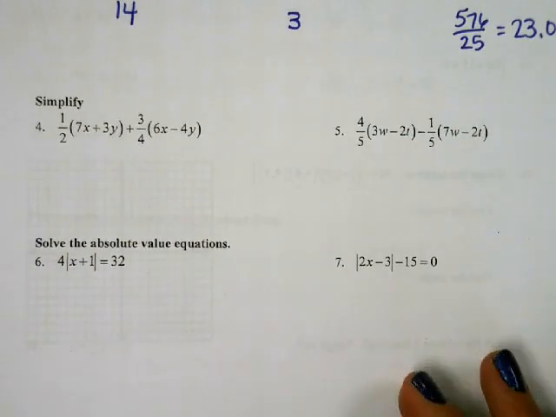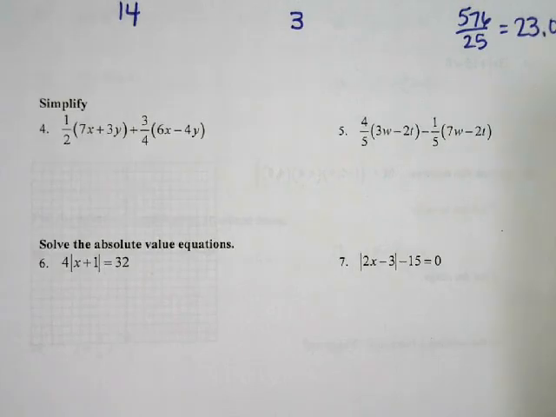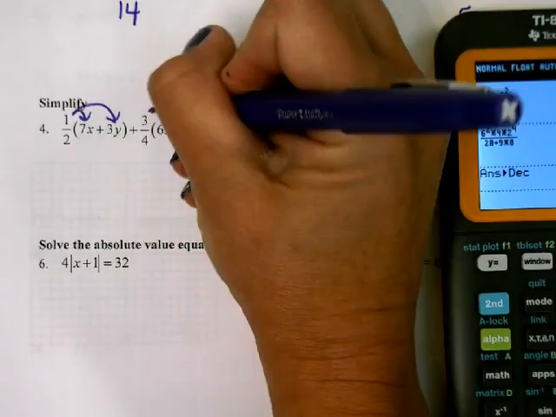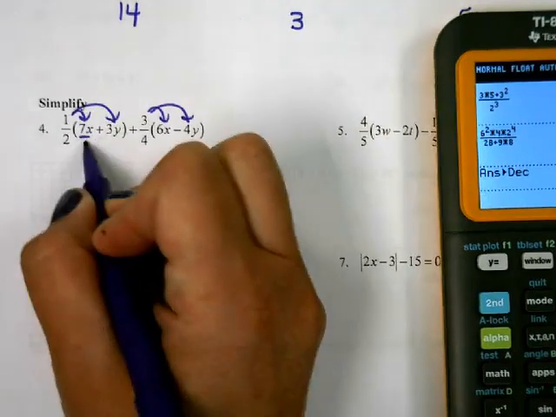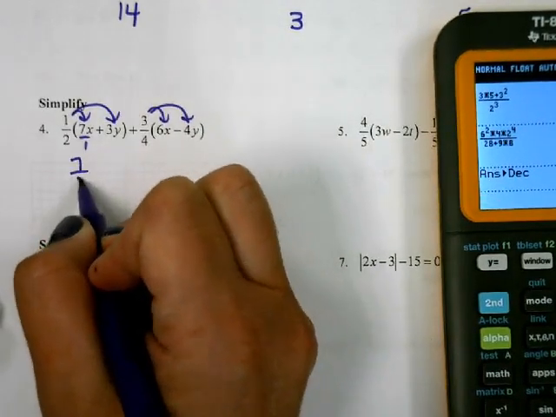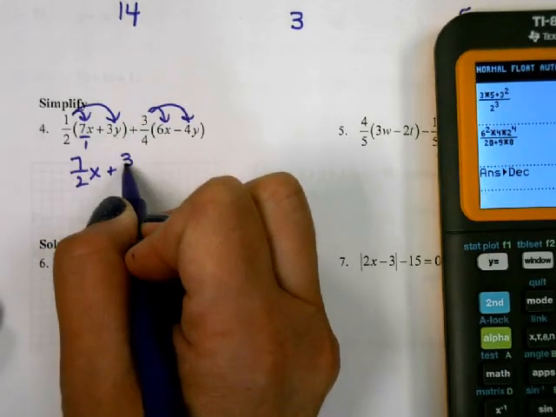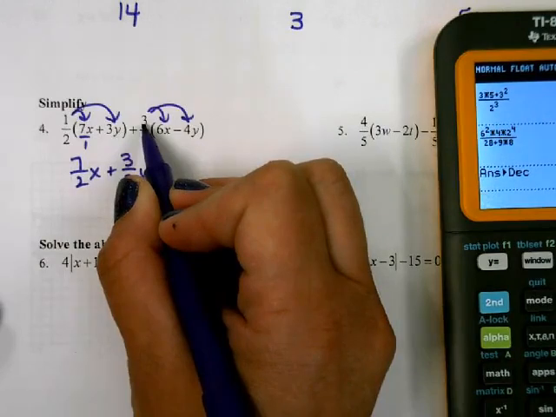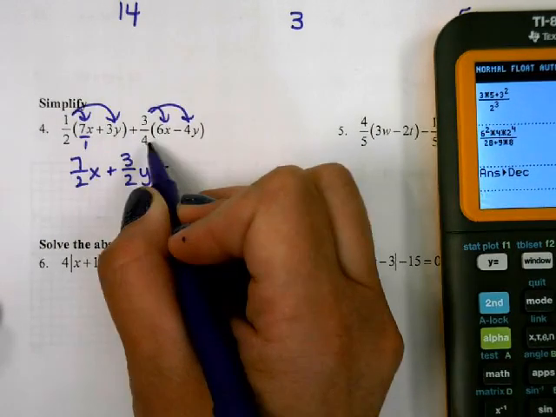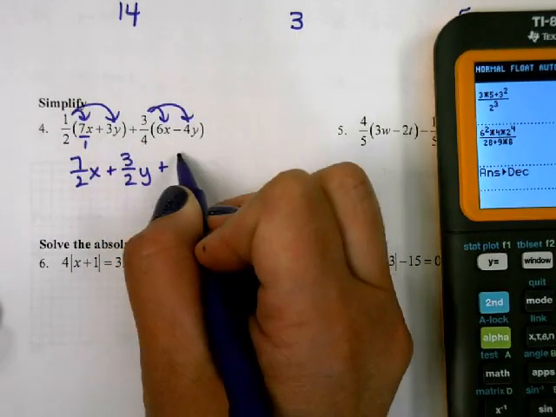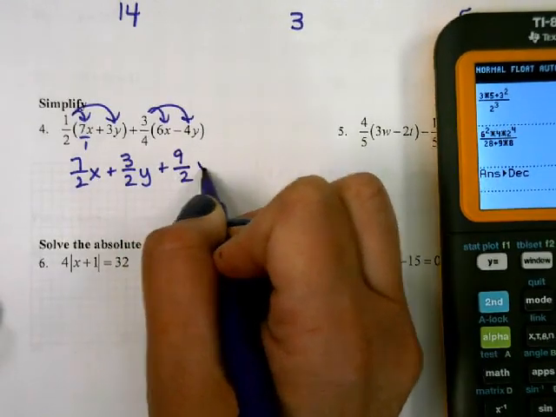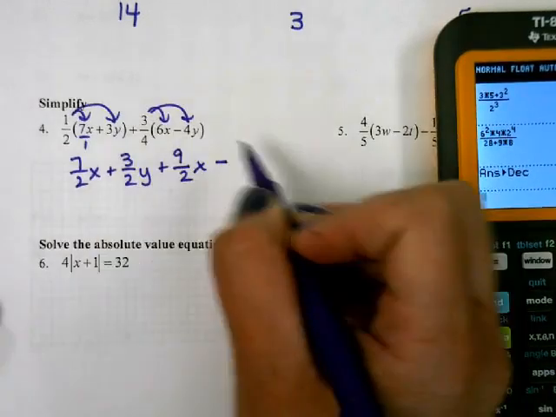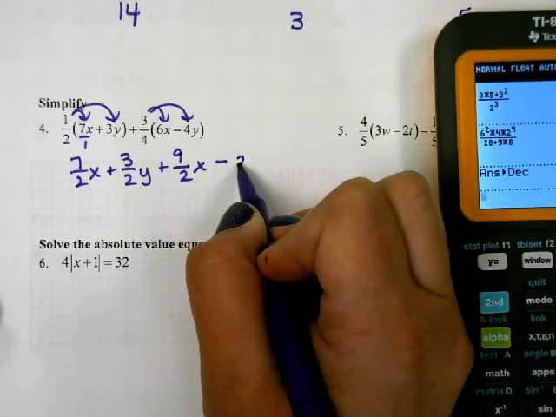All right. Number 4 and number 5 give us some expressions, so we're going to have to do some distributing. So 1/2 times 7x gives me 7/2 x plus 3/2 y plus 6 times 3 is 18 divided by 4. That gives me 18 over 4, which is 9 over 2x minus 3/4 times a negative 4 will give me a minus 3y.